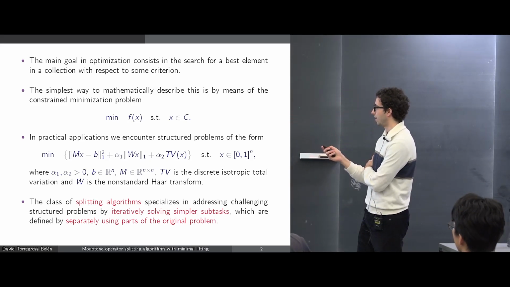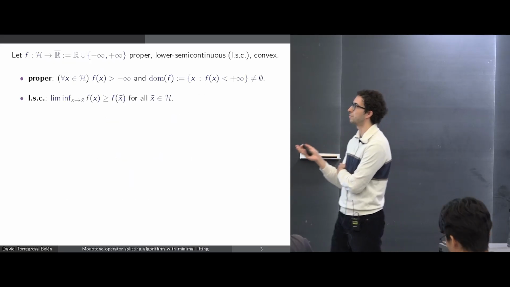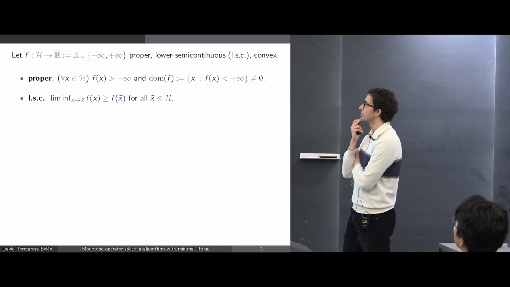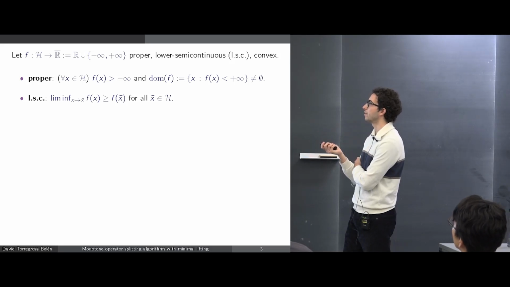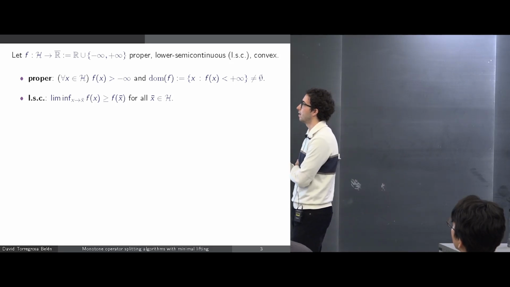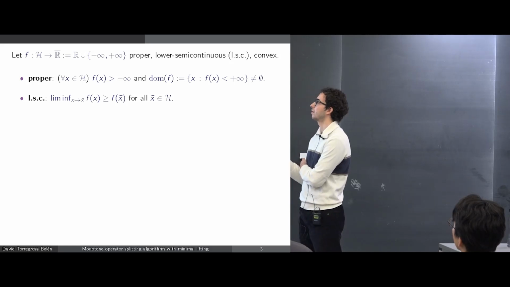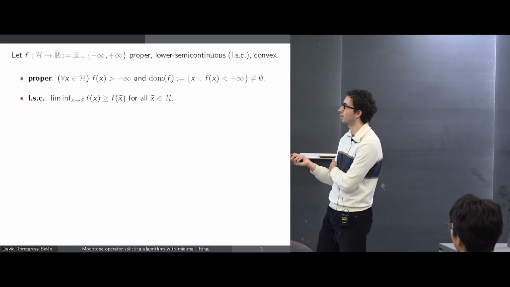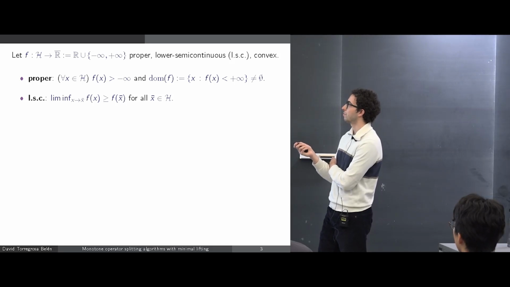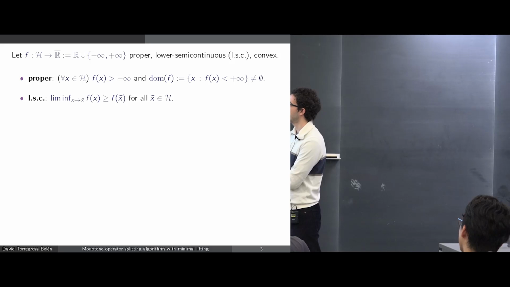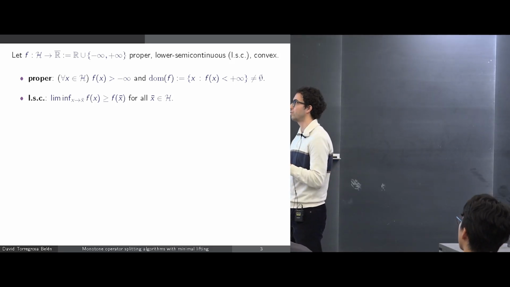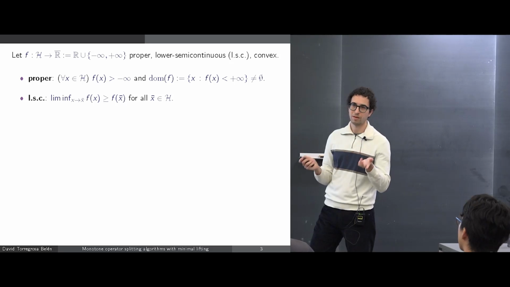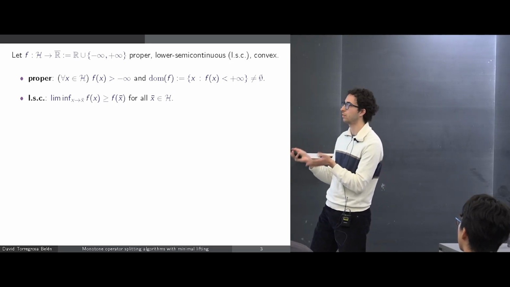First, let me start by fixing some notation. I'm going to consider some functions throughout the talk, which are going to be defined on some real Hilbert space H, and that take values in the extended real line, which is the real line together with the values minus infinity and plus infinity. But I'm going to assume that these functions are proper, which means that they never take the value minus infinity, and at least at some vector they take a finite value.